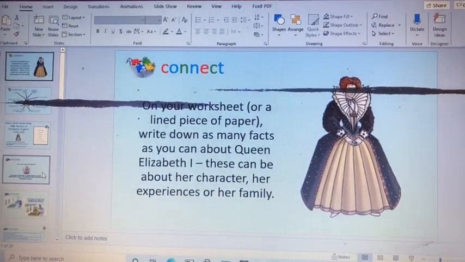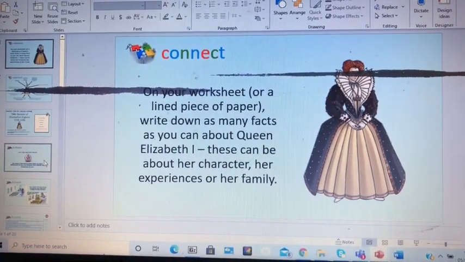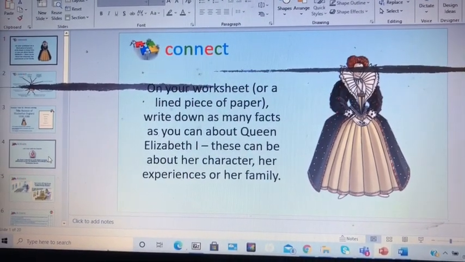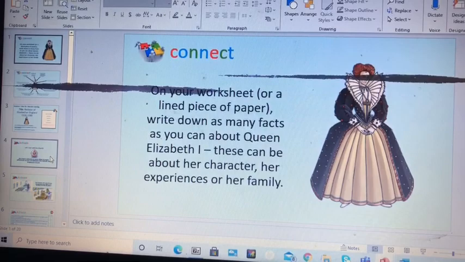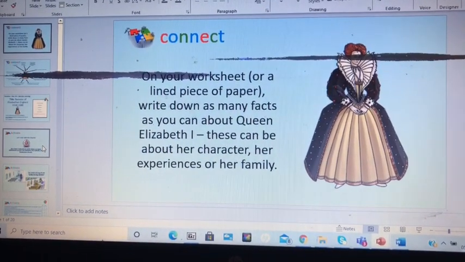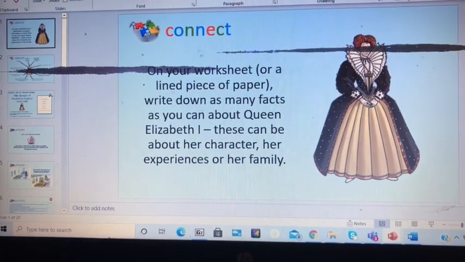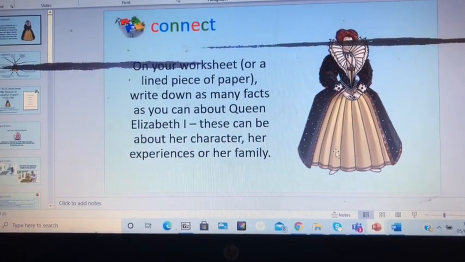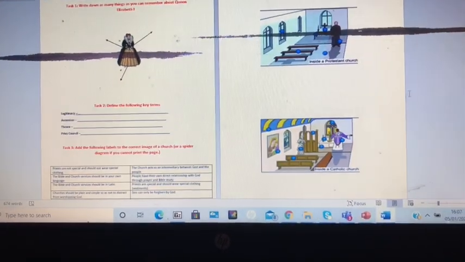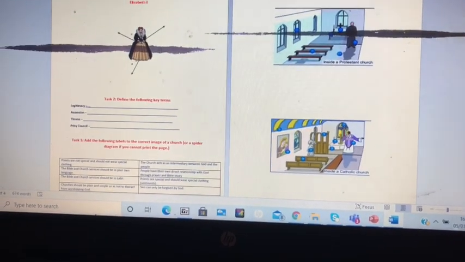Hi Year 10, I'm going to flick through the PowerPoint now and explain each task for you so you understand what you need to do. So for your Connect activity, you can either do this on a lined piece of paper or on this attached sheet. I'll show you the sheet now that you can be using, which is all on Teams. So this is what you can use today, or you can do it on paper, it's up to you.